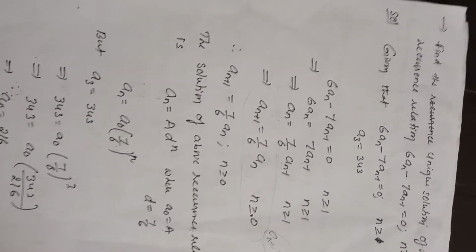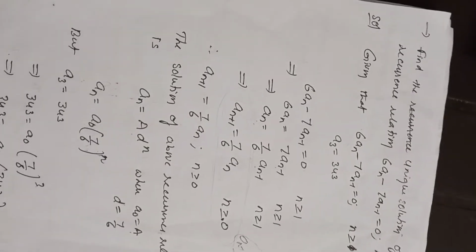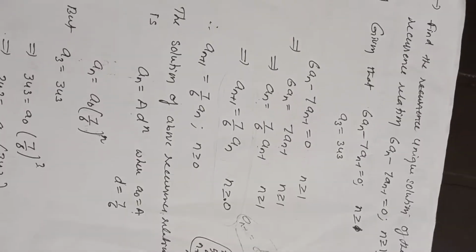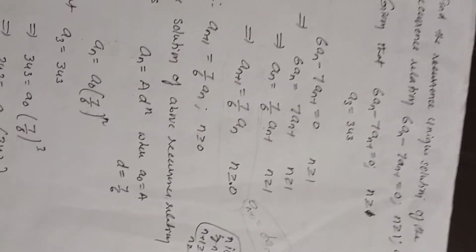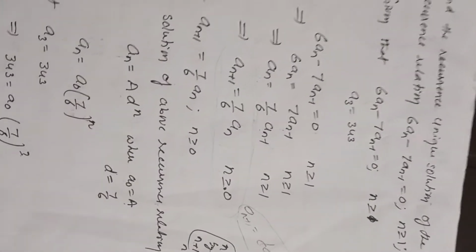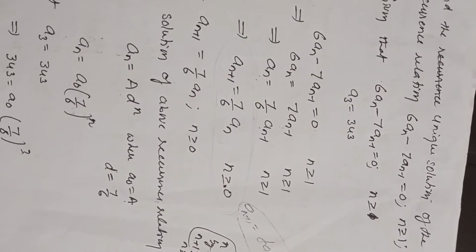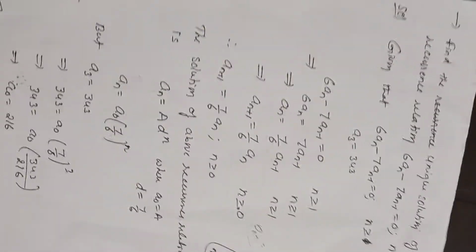Good morning, students. Now the last problem is to find the recurrence. Find a unique solution of the recurrence relation 6a_n - 7a_{n-1} = 0, where n is greater than or equal to 1, a_3 = 343. Right? This is a continuation.